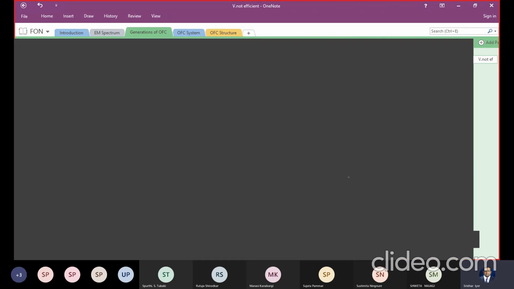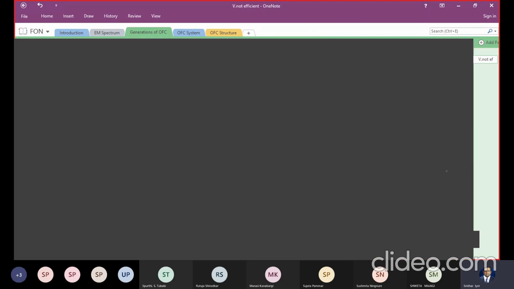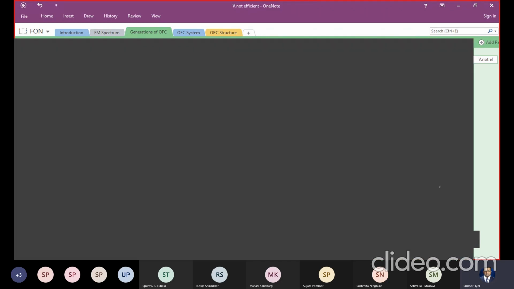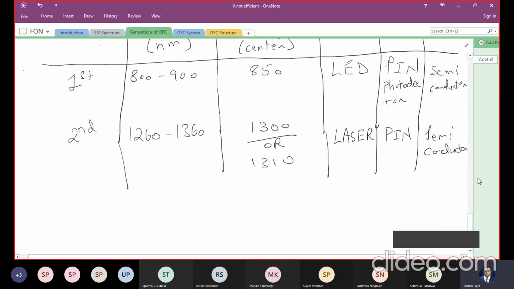The source which was used here is a laser, because in the second window, the transmission distance that we were expecting out of an OFC system was very, very large. Therefore, we started using a laser. Again, the detector which was used was a pin photodetector because it still gave good enough performance. The amplifier again here was a semiconductor amplifier. So here we had not yet gone with optical amplifiers. We were still working with the electrical amplifiers, right?